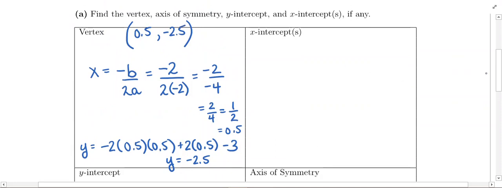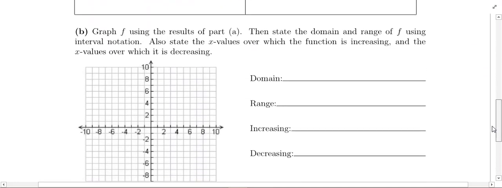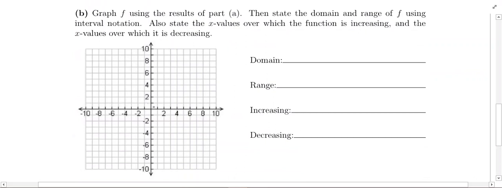If we go ahead and graph that, you're going to have to kind of estimate it. If you're looking for the x coordinate of 0.5, that's halfway between 0 and 1. So if you look where my cursor is, 0.5 on the x-axis is right here, and then the y coordinate is negative 2.5. So you're going to have to go in the negative direction, and go halfway between negative 2 and negative 3. It's about right there.